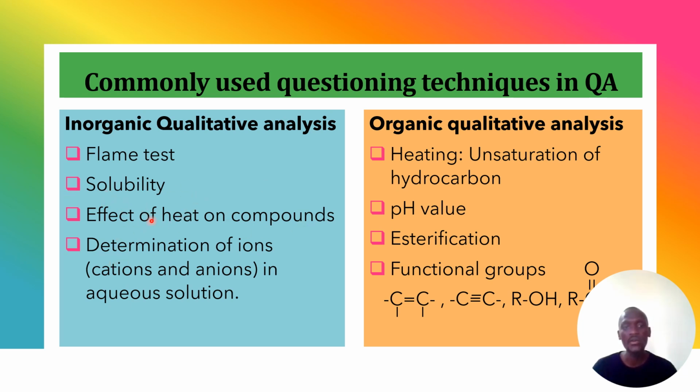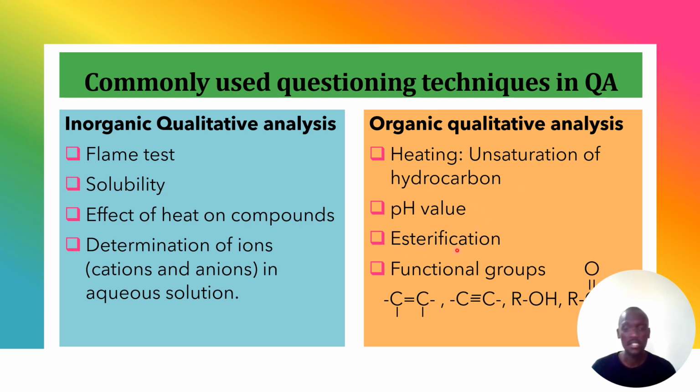Then we have determination of ions, that is metallic ions and anions or radicals, in aqueous solutions. While in organic qualitative analysis, the questioning technique revolves around heating of the substance, testing the unsaturation of hydrocarbons, and also the pH value of the test substance using the provided reagents. The reagents that are provided are universal indicator and pH chart.